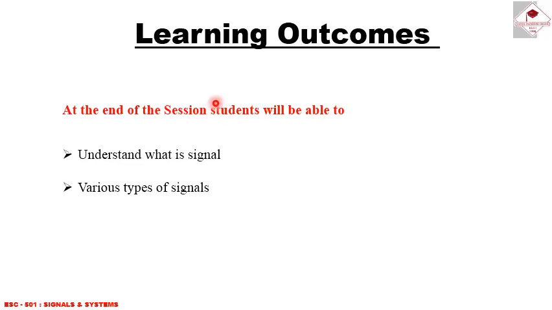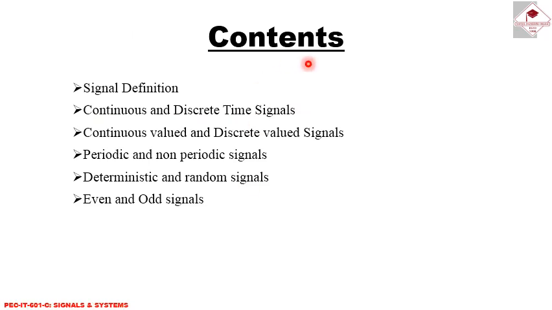Learning outcomes: at the end of the session, students will be able to understand what is a signal and the various types of signals. Contents are signal definition, continuous and discrete time signal, continuous valued and discrete valued signal, periodic and non-periodic signal, deterministic and random signal, even and odd signal.